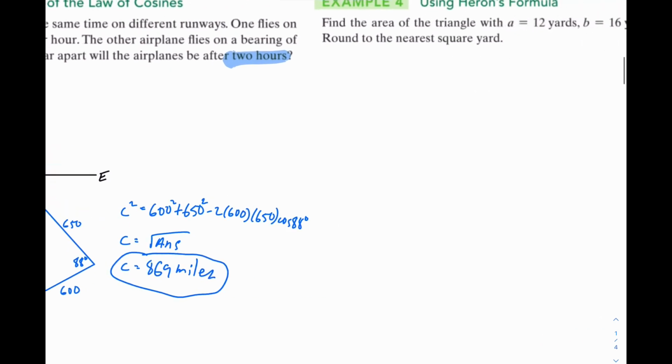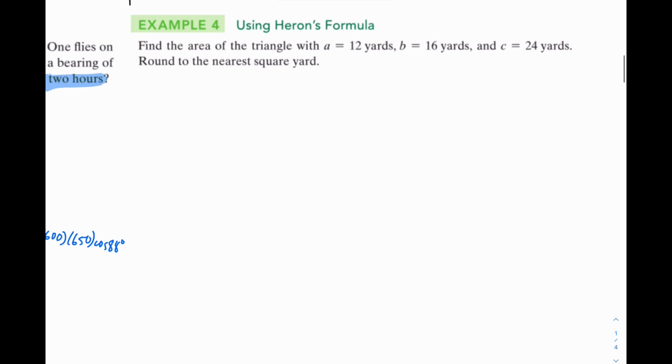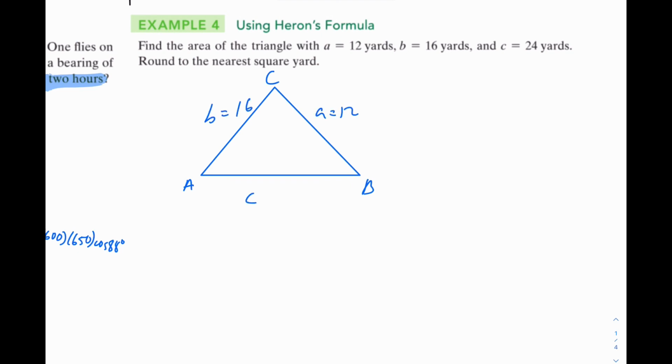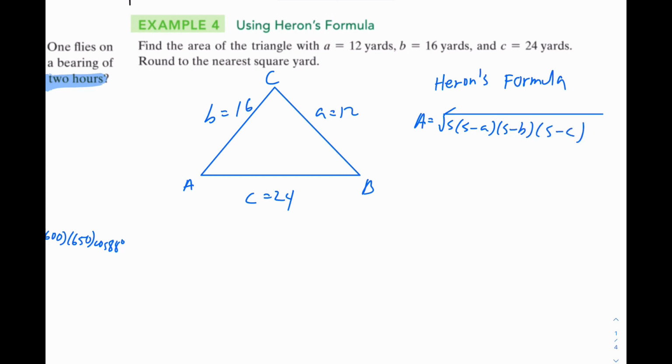Now for the last part, it says find the area of this triangle. So again, let's draw it generically. ABC, A is 12, B is 16, C is 24. We have no angles here. So the way you do this is called Heron's formula. You might recall this from trigonometry. It's a really nice formula. It's the square root of S times S minus A, S minus B, S minus C, where S is the semi-perimeter. Or in other words, P over 2, perimeter over 2.